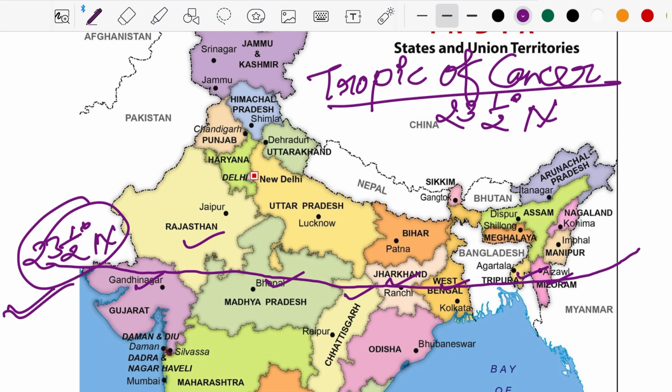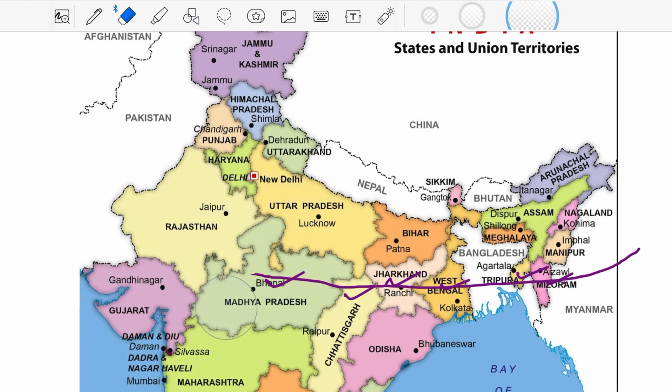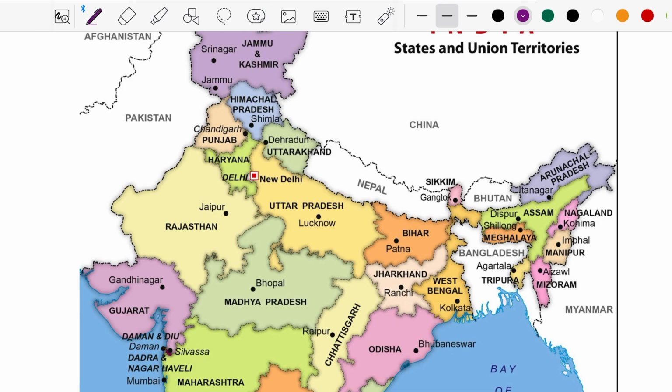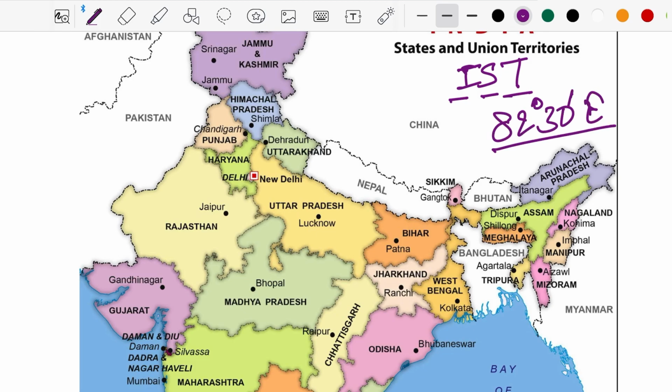Okay. Next we'll talk about the Indian Standard Time. So Indian Standard Time, in short we write IST, is 82 degree 30 minute east. It is passing through 5 states.